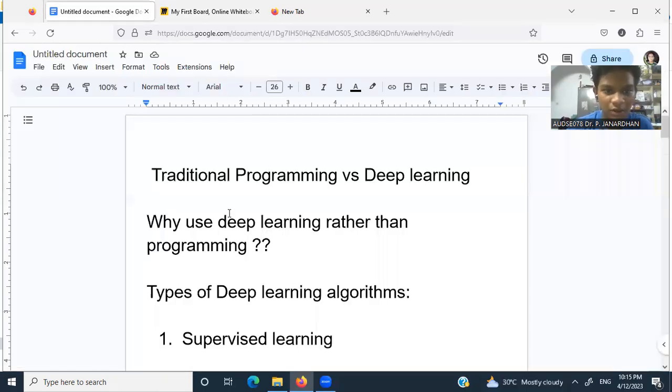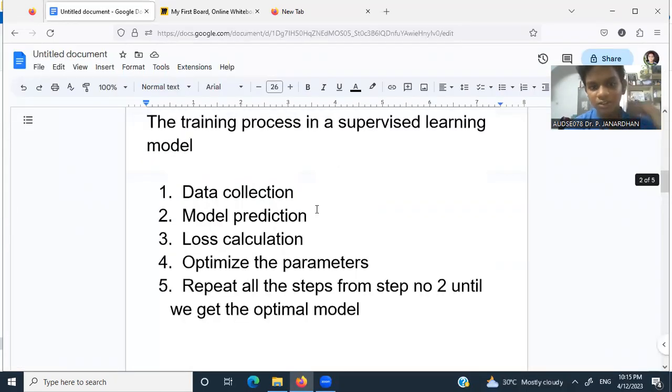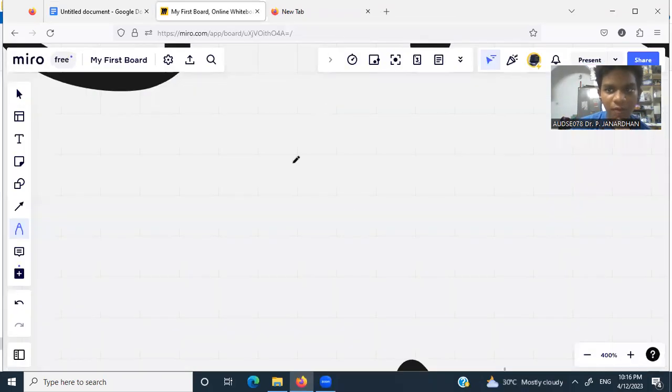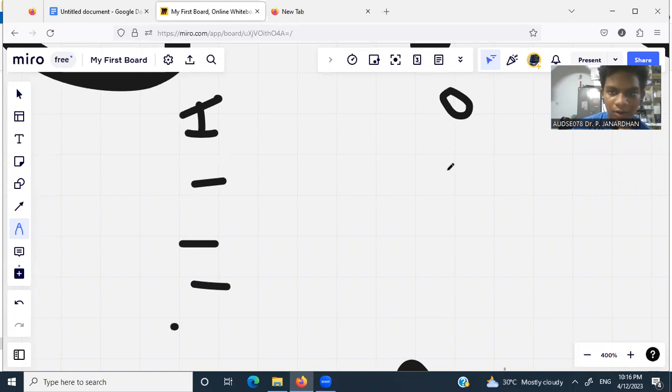I have just written some rules here. These are the steps of training. I just told you in a minute, but I'll repeat. First we collect the data, inputs and outputs, because the model wants to learn the relation between inputs and outputs, right? So we collect the input and output data. Let's say these are the inputs, these are the outputs, and we have a lot of data. For every input, we have a different output.